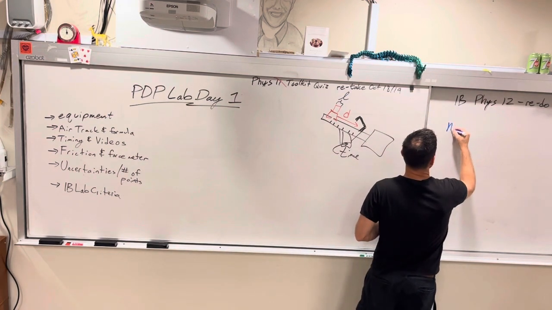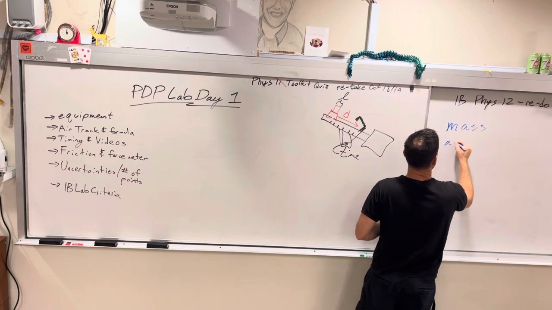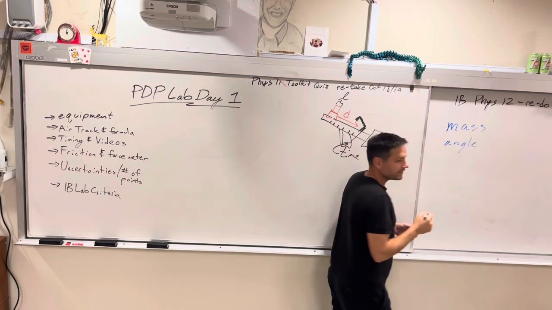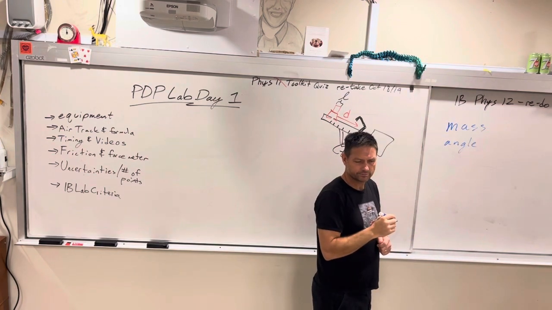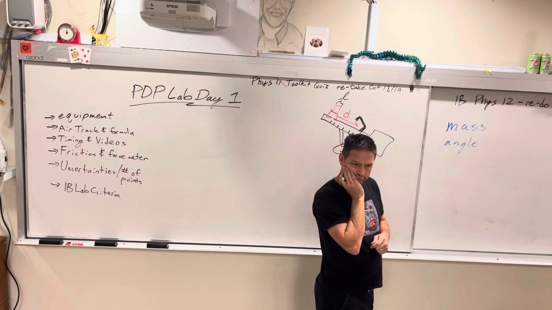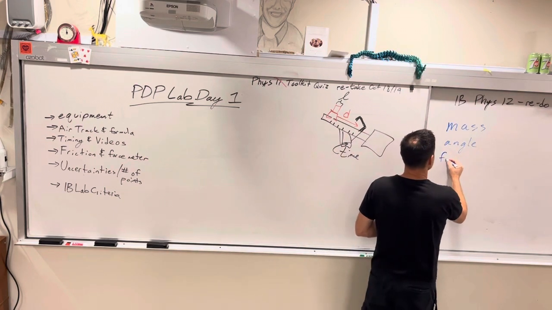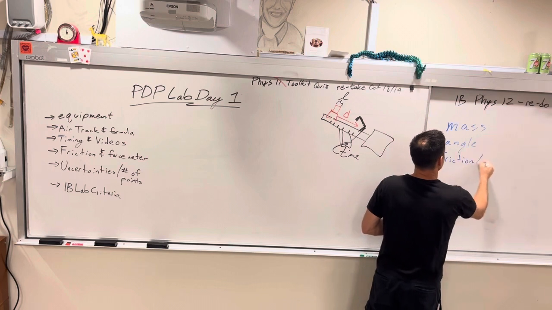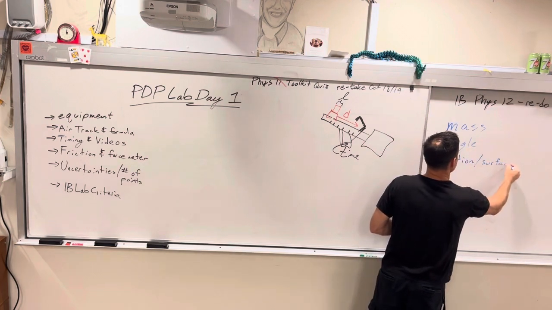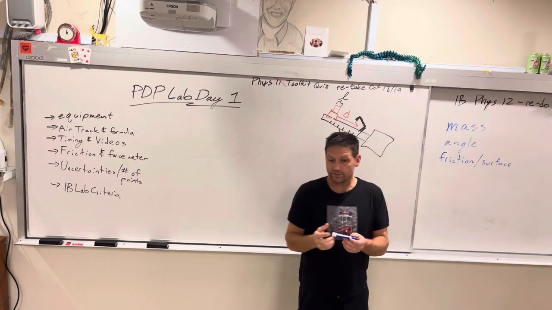So we have mass, angle. Anything else we can vary? Friction. So we can do friction, and we'll say surface. Now, how do you measure friction?